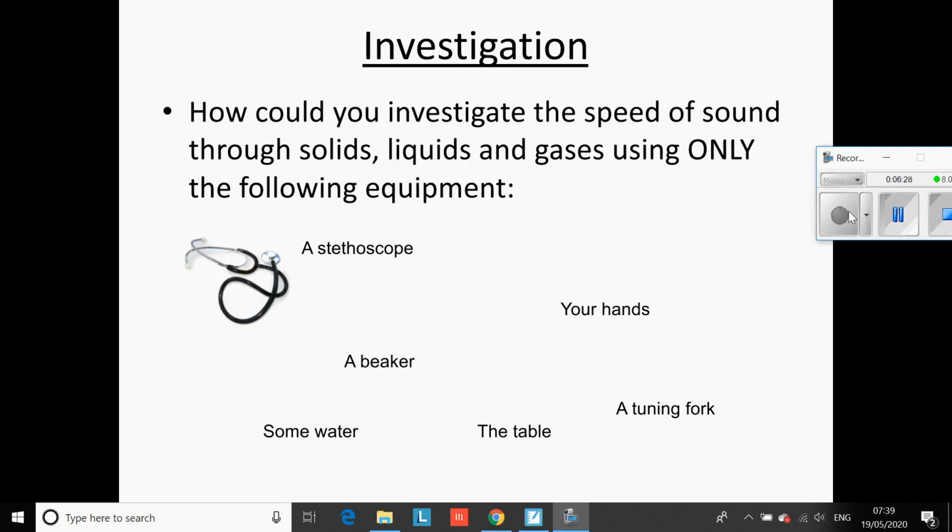Okay, so I want you to think about how we could use this equipment in order to work out the speed of sound through solids, liquids, and gases. So you've got a stethoscope, a beaker, your hands, a tuning fork, a table, and some water. I think what you'd use a stethoscope for, the tuning fork, the table, the beaker, some water, maybe those two are linked. Okay, how would this work? Just pause for a moment and think about how you would do this.